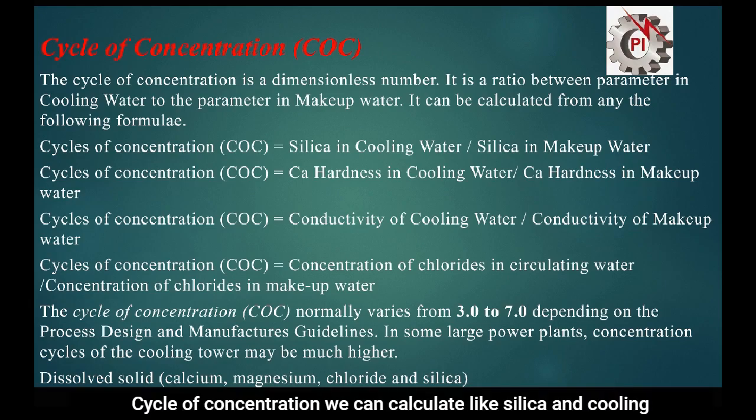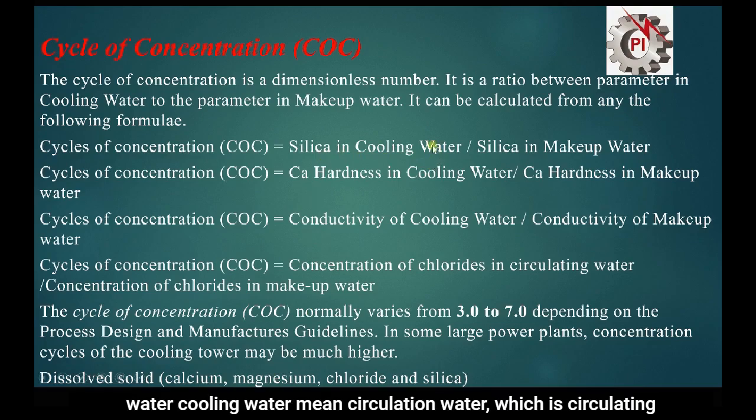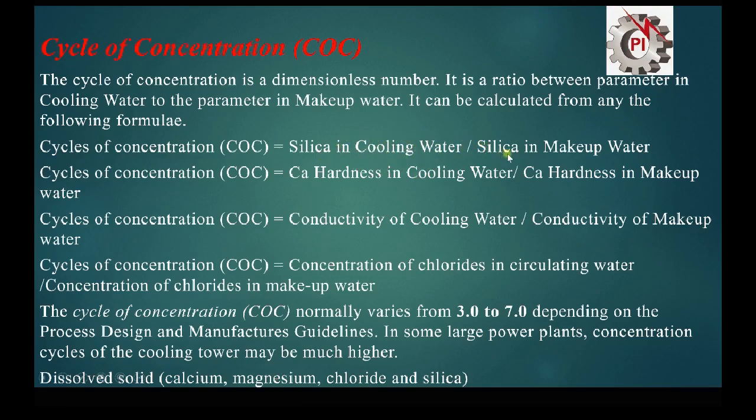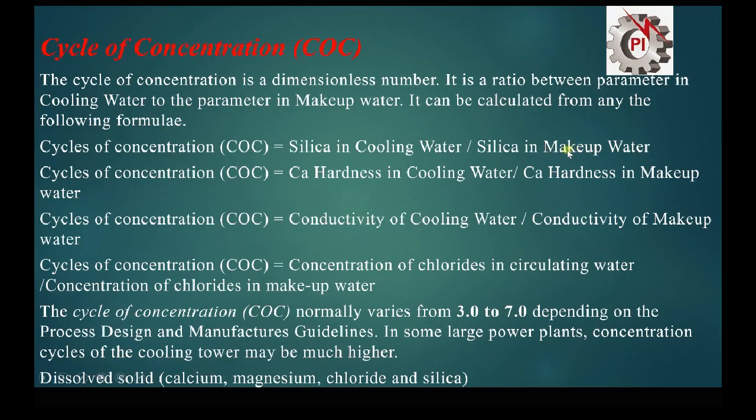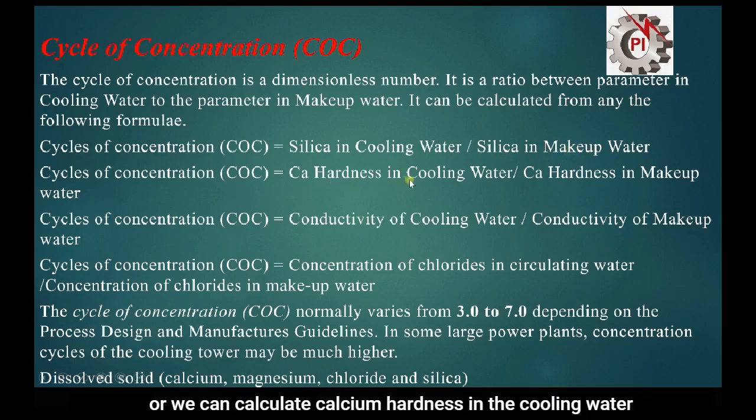Cycle of concentration we can calculate like silica in cooling water. Cooling water means circulation water which is circulating in the cooling tower. Silica in makeup water. Makeup water which we are supplying to the cooling tower because of the shortage of the water. Or we can calculate calcium hardness in the cooling or circulation water over calcium hardness in makeup water. Similarly, conductivity of cooling water over conductivity of makeup water, and these are some formulas to calculate the cycle of concentrations.